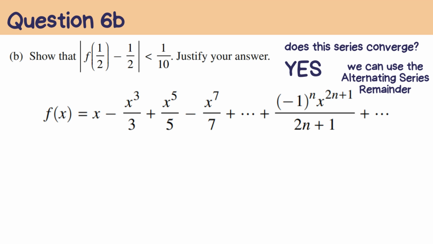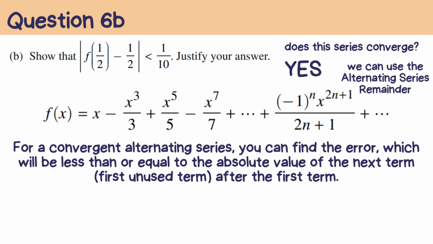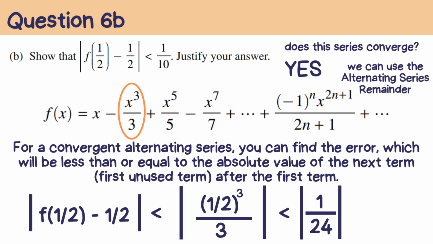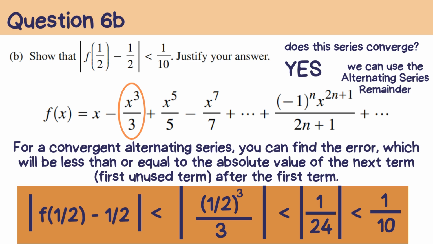And so, by definition, for a converging alternating series, we can find the error, which will always be less than or equal to the absolute value of the next term, or the first unused term, after the first term, which is the negative x cubed over 3. So I'm going to take the error, which I stated above, has to be less than or equal to the absolute value of the next unused term, which is the absolute value of x cubed over 3. And because it's asking for f of 1/2, then I'm going to plug in half as x, which if you do so will be simplified to 1 over 24, which is indeed less than 1 over 10.